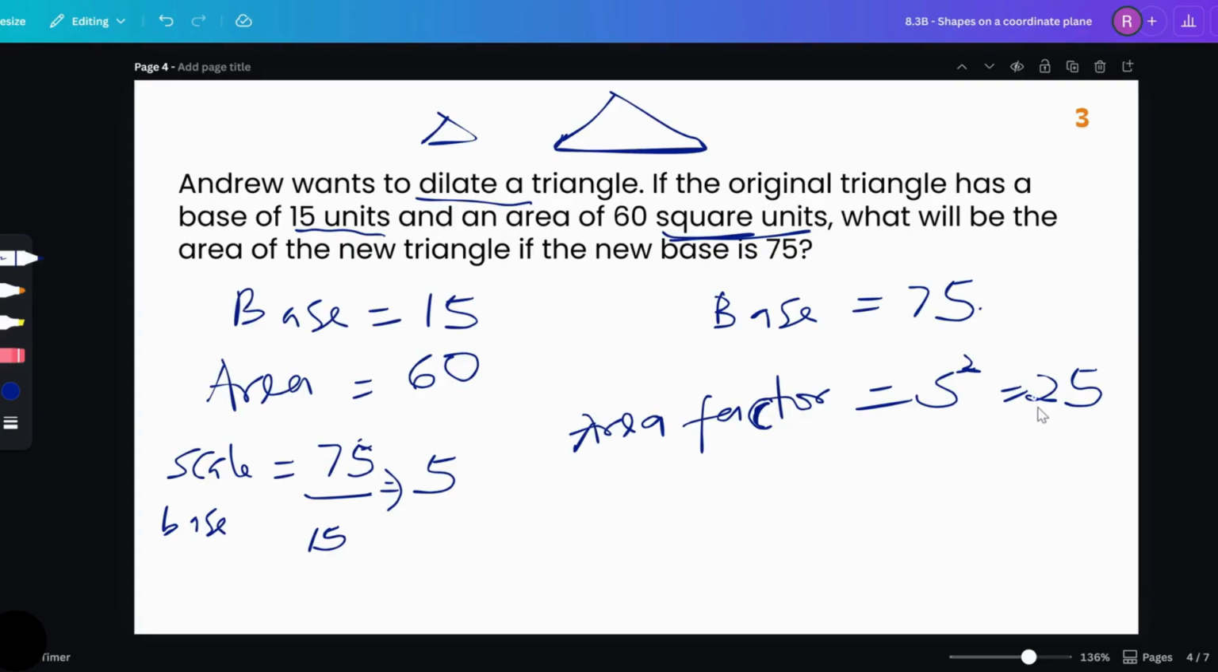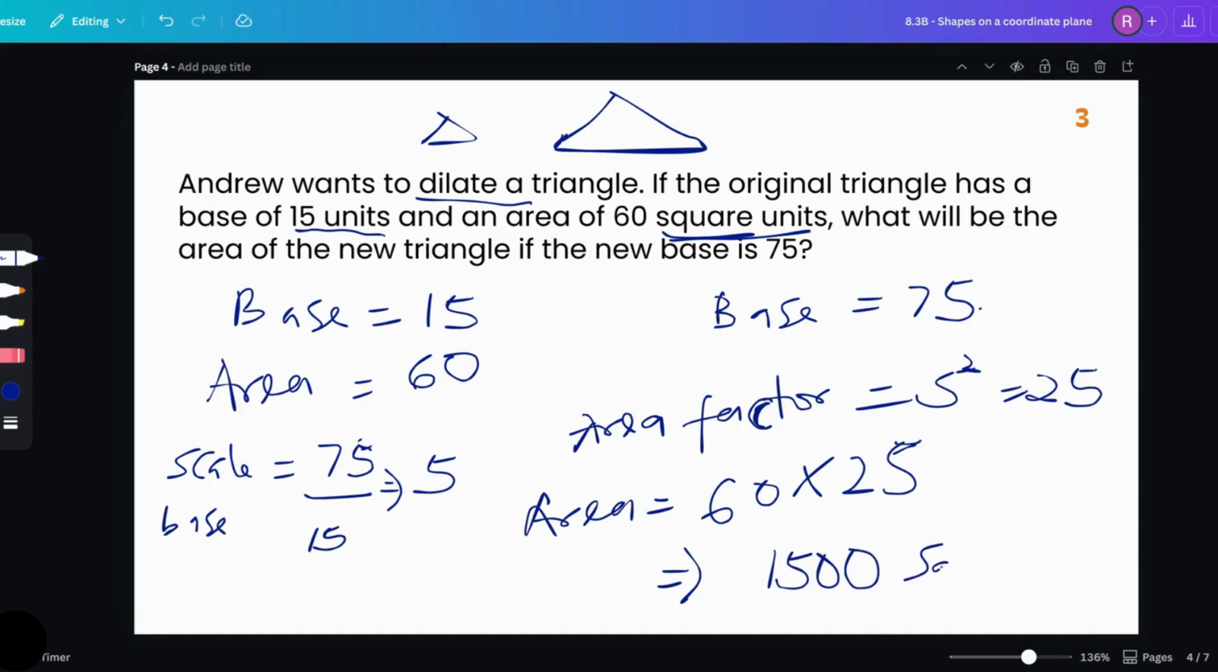So that means if the area factor is 25, the area of the bigger triangle will be 60 times 25. Do not multiply it by 5. If you multiply it by 5, you will get a wrong answer. So the area factor is the square of the scale factor. So the area of this new triangle will now be 1500 square units.